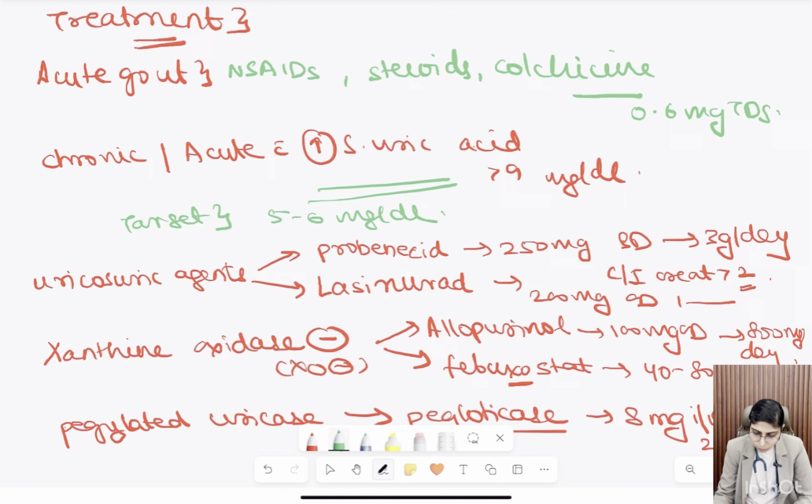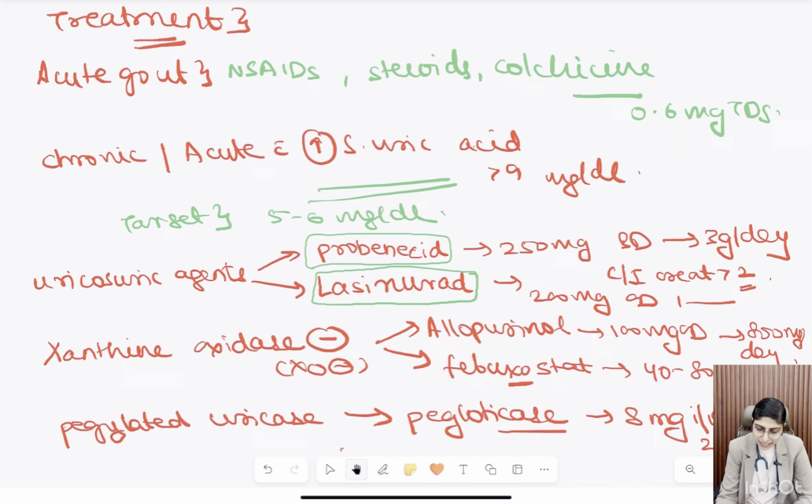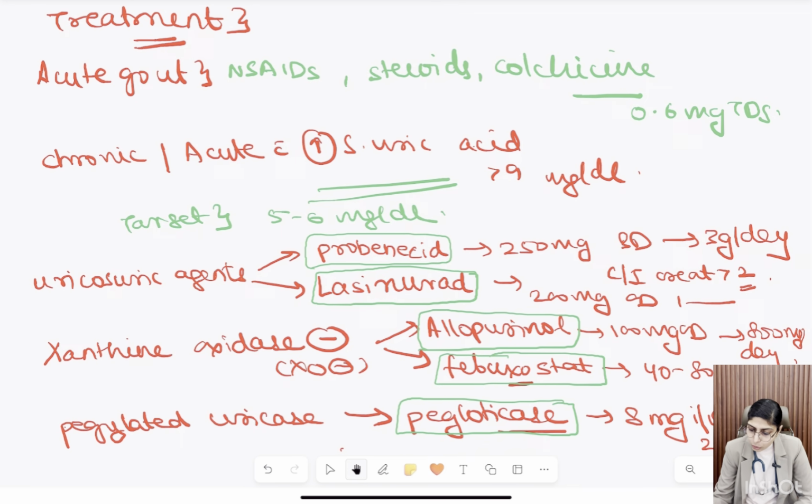So question number one, the question is regarding the mechanism of action. For example, probenecid is a uricosuric agent. You should know lesinurad is a uricosuric agent. You should know that allopurinol is a xanthine oxidase inhibitor. Febuxostat is a xanthine oxidase inhibitor. Pegloticase is a pegylated uricase. You should know that this is the only IV medicine among uric acid lowering agents.